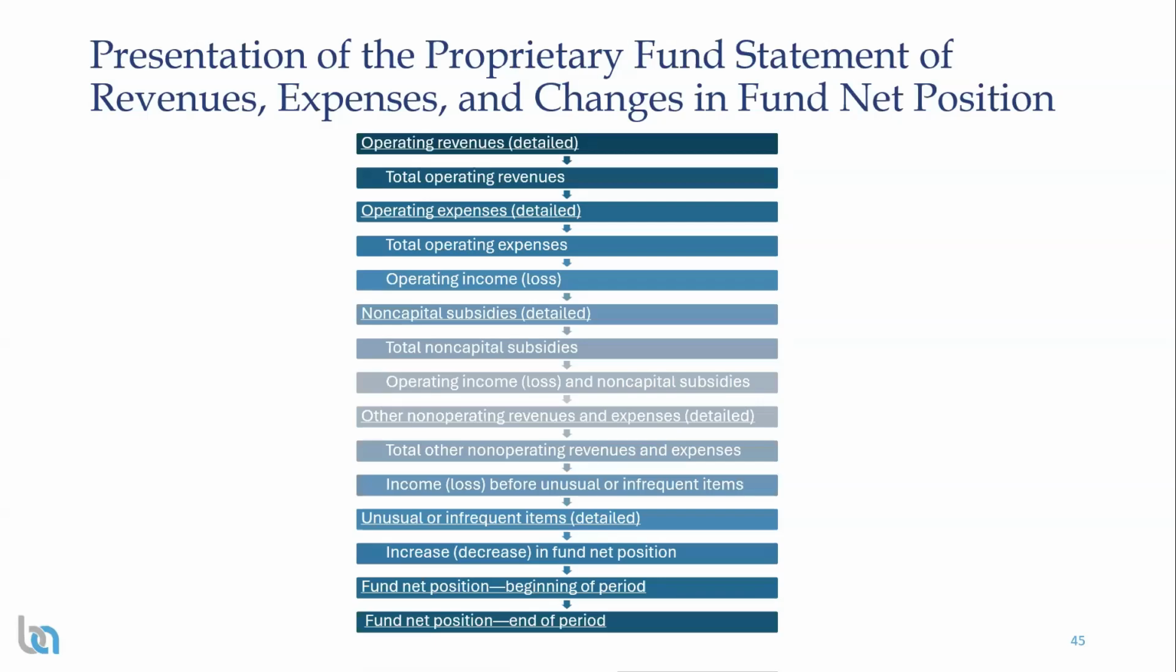These are the categories you are required to have in a proprietary fund income statement, in an enterprise fund income statement. Unless, of course, you don't have infrequent items, then you wouldn't have that category. But assuming you have them, this is the order. Those are the categories that you need to have. These are the totals and subtotals that you're supposed to have.